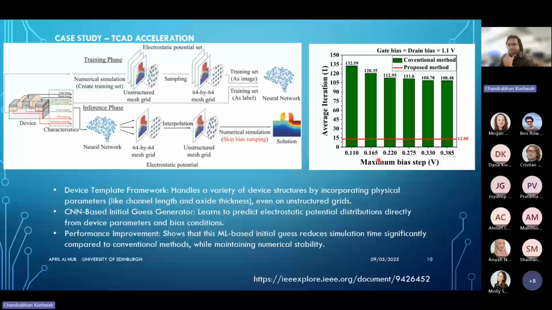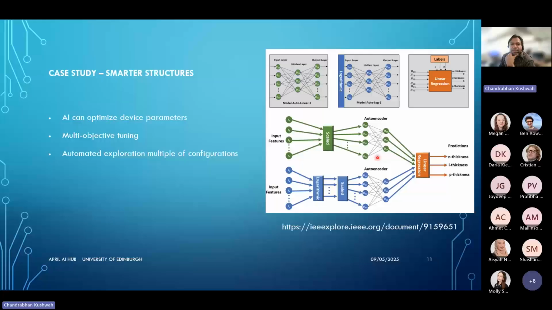So we will also see one more case where the device structure can be found with the neural network model. So let's see how it works. Here we were talking about the FinFET and other structures. This is a very simple case of a PIN structure, where we can see how the PIN structure can be optimized for multi-objective tuning and also automatic exploration of different configurations.